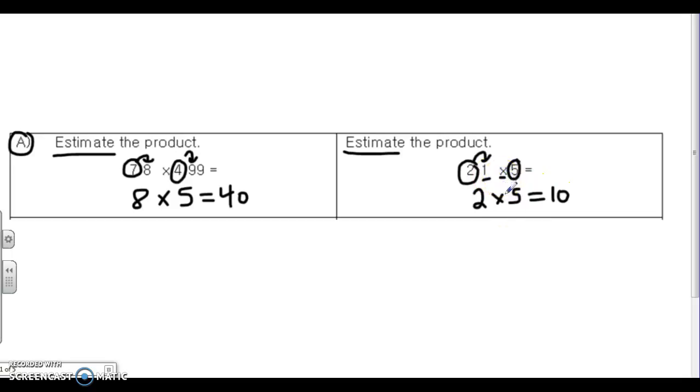Make sure that if it's a multiplication problem, when we're estimating, we multiply. If it was an addition symbol, we'd want to add. If it was a subtraction symbol, we'd want to subtract. In this case, it's multiplication. So we're going to multiply 2 times 5 and get 10. Go ahead and hit pause. Go do the questions for B and then watch the solutions.